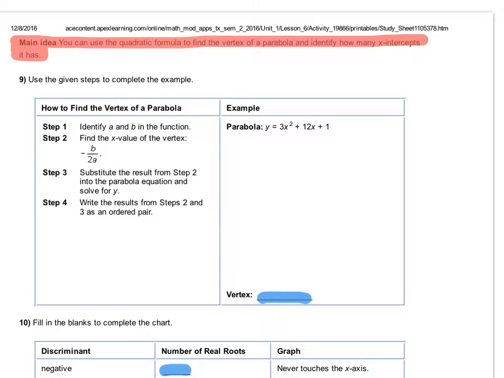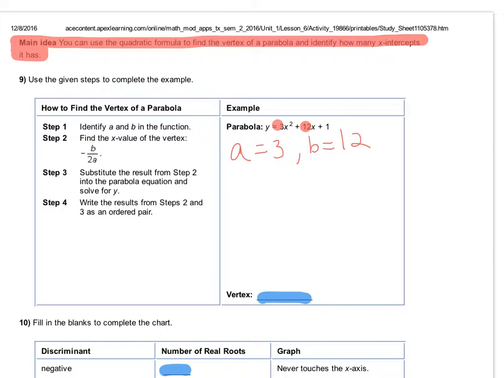Let's do a practice one. Here's your main idea. You can use the quadratic formula to find the vertex of a parabola and identify how many x-intercepts it has. So step 9 says use the given steps to complete the example: how to find the vertex of a parabola. We are given y equals 3x squared plus 12x plus 1. We want to first identify a and b in the function. In this case, a is 3 and b is 12. So that's our step 1.